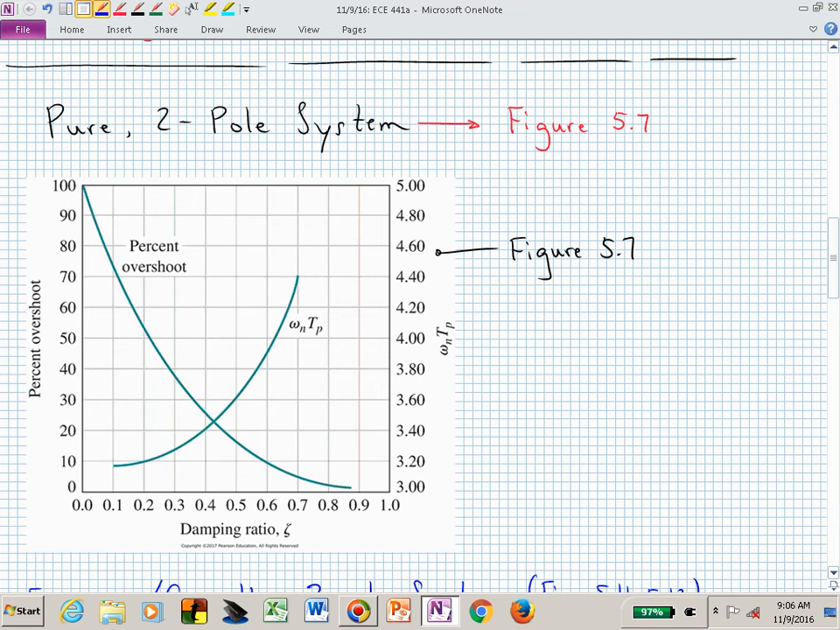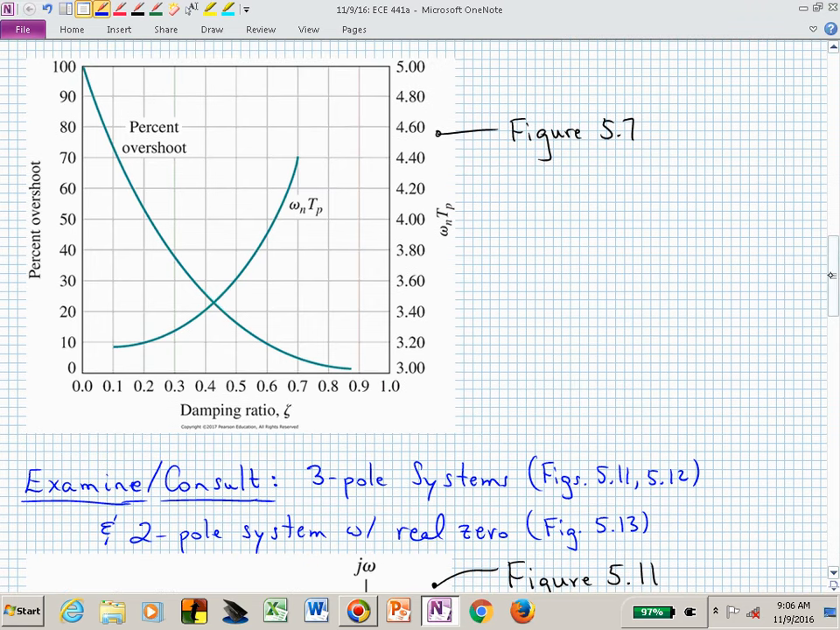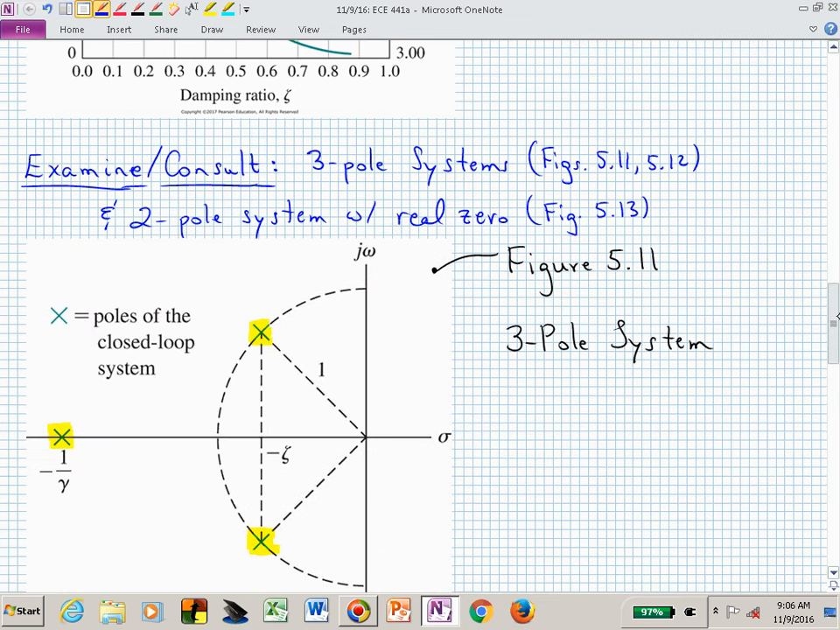These are, again, just rules of thumb. If you now start having more poles and more zeros, then you have to just use these as guidelines. It's not going to hold true and fast. What you can do is look at some figures to get a feel for what happens if you had a three-pole system with no zeros, or a two-pole system with a real zero. And these are the figures that indicate that kind of response.